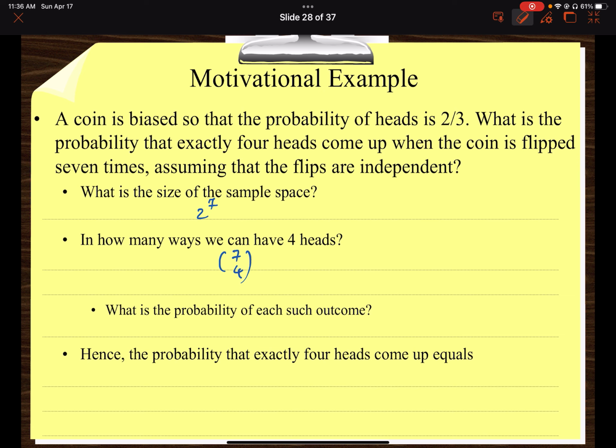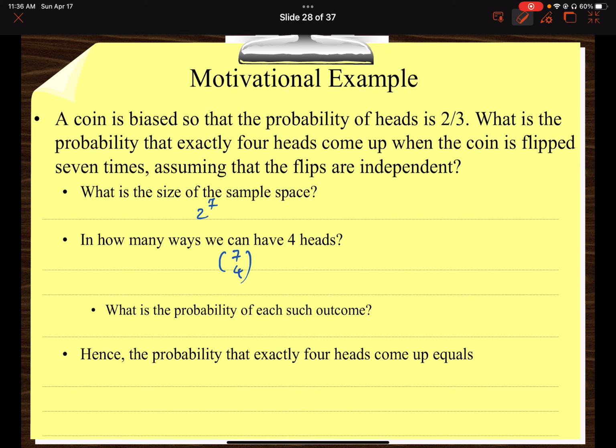Now, are these 7 flips independent or not independent? So the probability of the outcome of the 7 flips should be equal to what? To the product of each one, right? To the product of each one. So if you have exactly 4 heads, what is the probability of such outcome? 2 over 3 to the power of 4. Also, we have to account for the tails, multiplied by 1 over 3 to the power 3, right? Each one of them is like this.